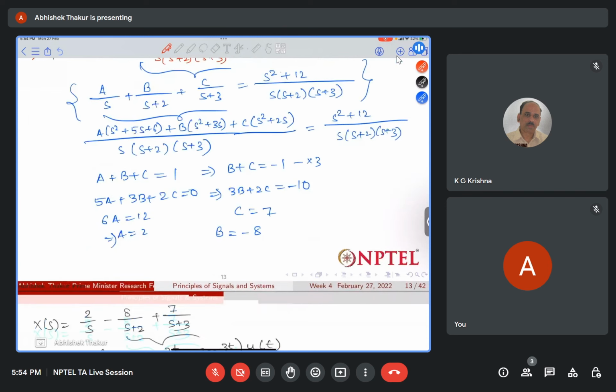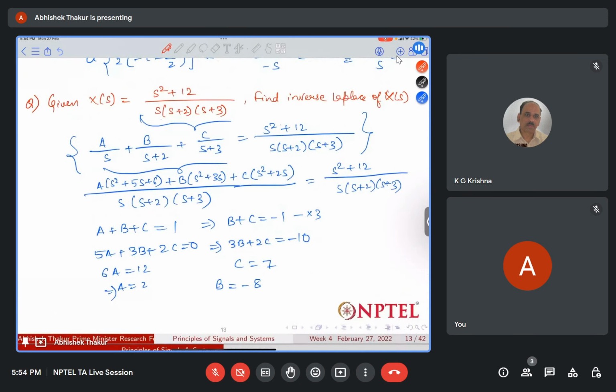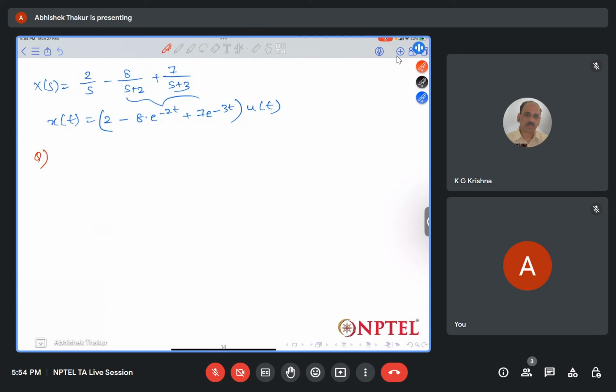Like the earlier case, all these had simple poles, that is s equal to 0, s equal to minus 2, s equal to minus 3. This time we will take a different kind of example. Let's suppose X(s) is given as 20 by (s plus 3) into (s squared plus 8s plus 25). So this time it does not have only simple poles.